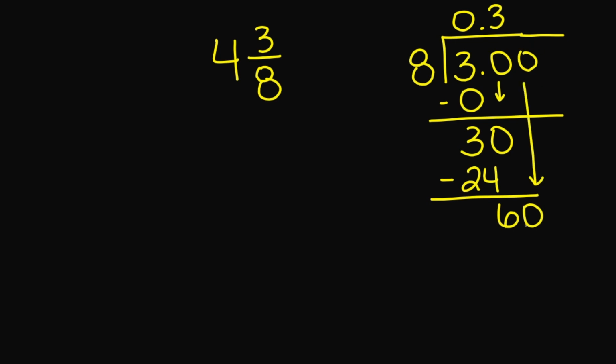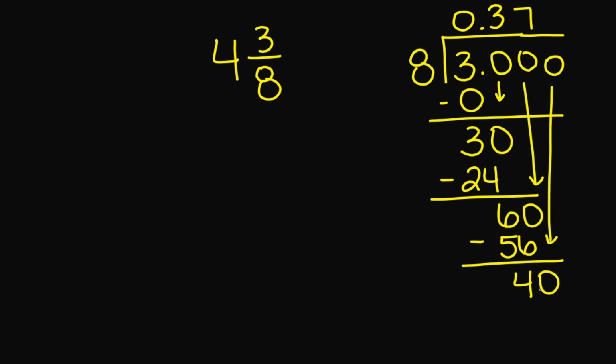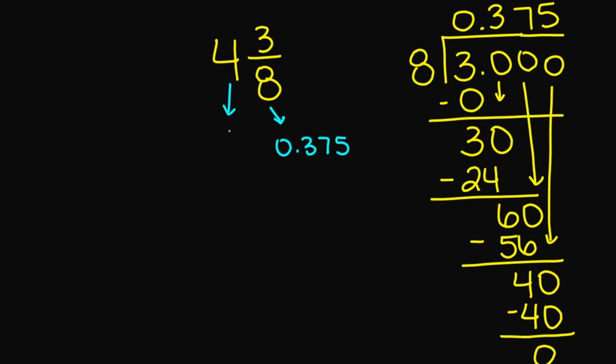8 goes into 60 now. How many times? It goes in 7 times. 8 times 7 is 56. 60 minus 56 is going to equal 4. I'm going to bring down my 0. 8 goes into 40 5 times. 8 times 5 is 40. 40 minus 40 is going to equal 0. So we already said here that 3 over 8 equals 0.375. However, I'm going to add my 4, my whole number. So we have 4 plus my decimal. So your answer is going to be 4.375.